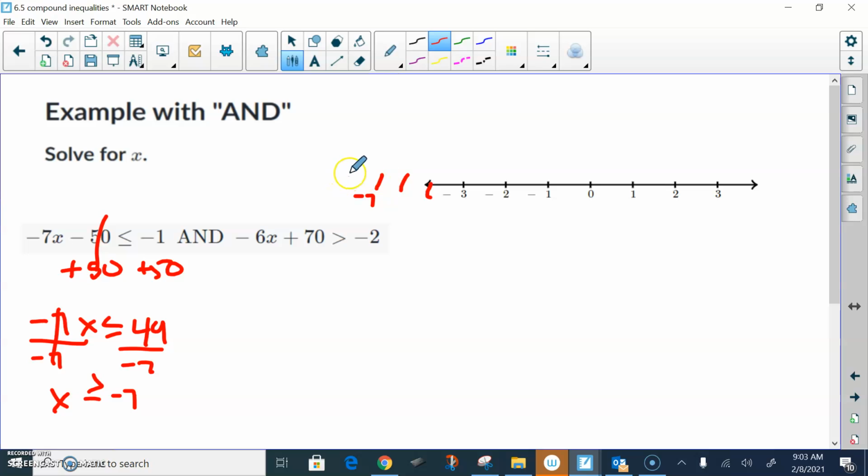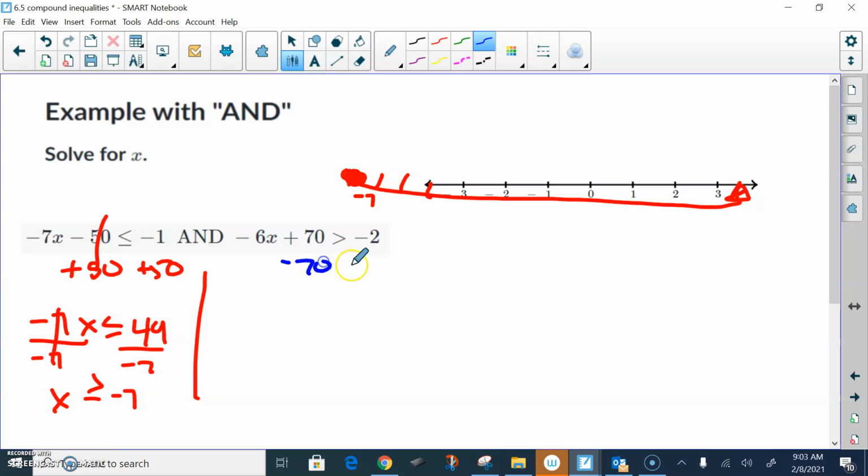That's down here somewhere: 4, 5, 6, 7. So we want a closed circle on negative 7, and we're going to shade to the right. Let's try the second half. We're going to subtract 70 from each side.